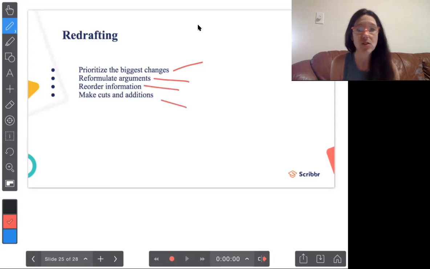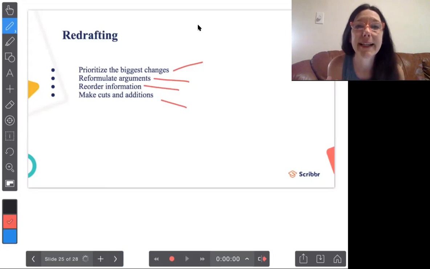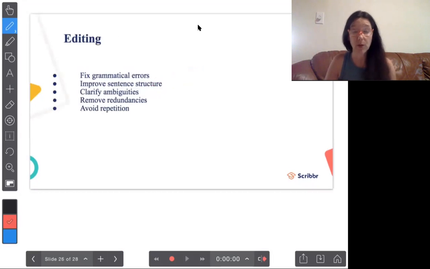Reorder, cuts, additions, right? That's all fair game. Just because you put it there doesn't mean it needs to stay. Don't feel tied to an outline. If you really made a real outline, don't feel tied to that. It can always be moved around.